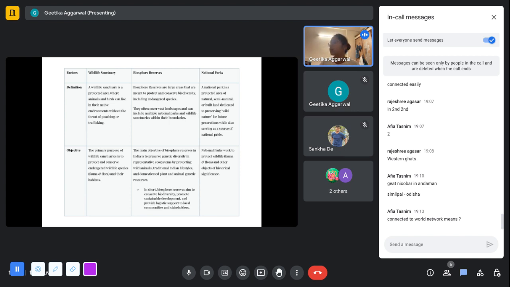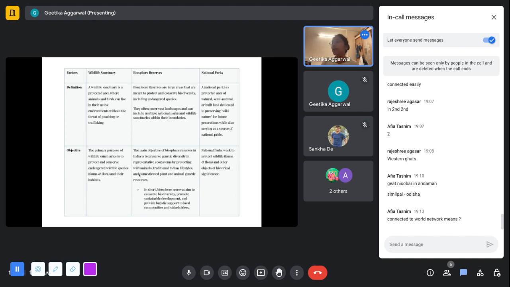The objective behind setting up these different in situ conservation areas: for a wildlife sanctuary, the primary purpose is to protect and conserve the particular wildlife species which is endangered, and to conserve their habitats. For a national park, it is to protect wildlife and other objects that might be of historical significance. There might be certain human constructions or rock sculptures that might be of significance that you're trying to protect in that area from any damage.